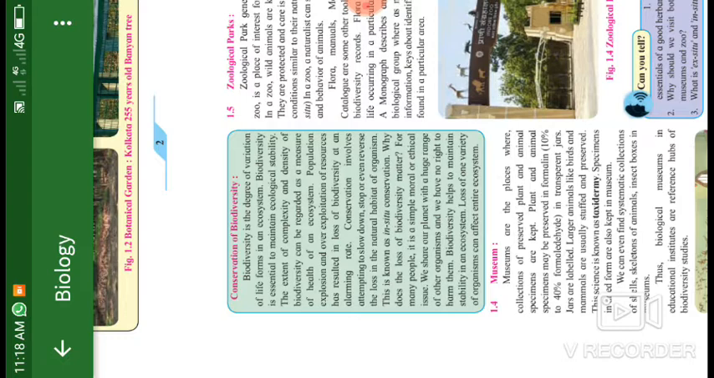The keys are based on contrasting characters. One of the contrasting characters gets accepted and the other rejected. The statement in a key is called a lead. Normally, keys are analytical in nature. Let us study the classification of living organisms in the next chapter.